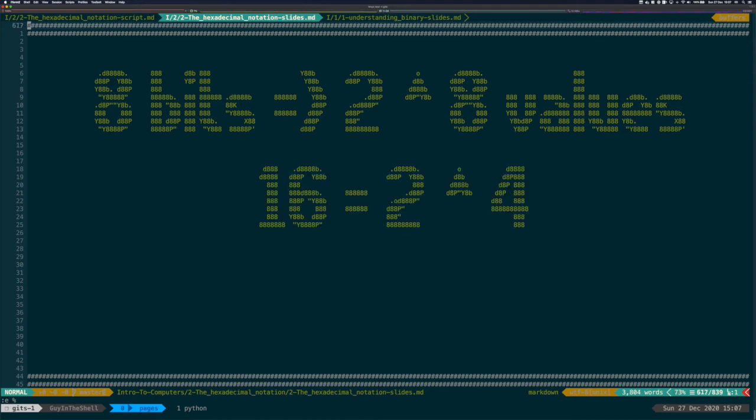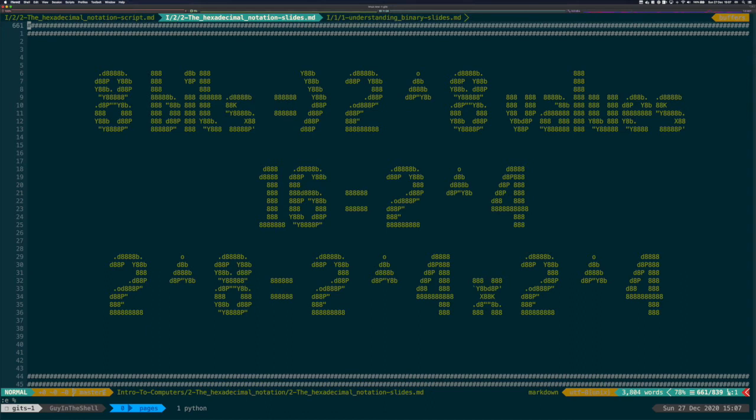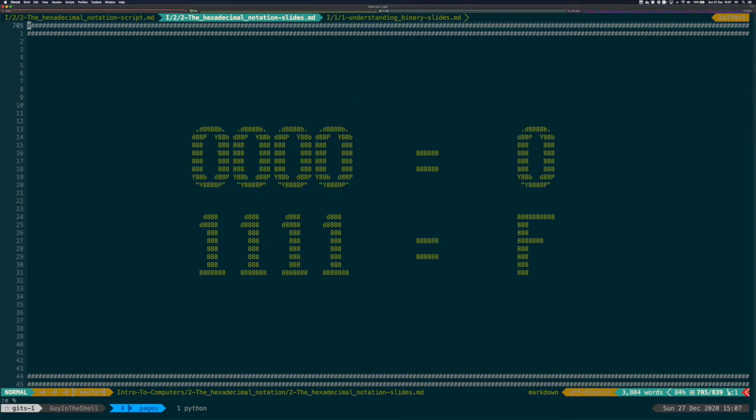Hexadecimal now is base 16, and 16 is 2 to the power of 4. And you know what? 2 to the power of 8, our byte, is 2 to the power of 4 times 2 to the power of 4. This means that binary and hexadecimal are going to align. If we take any 4 bits and enumerate all the values they can represent, we get exactly all the values that a single hexadecimal character can represent.